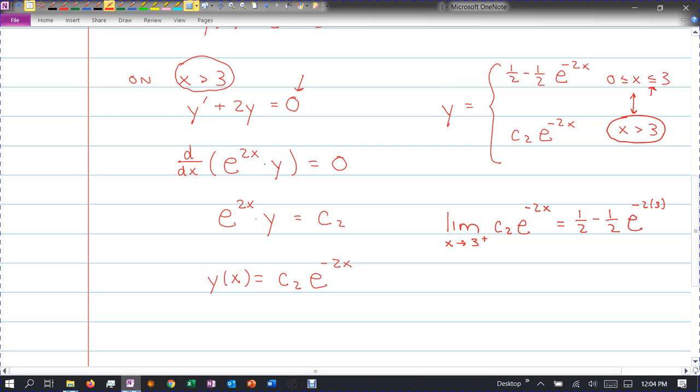Okay, so now we can just take this limit, let x go to 3, so we get c sub 2 e to the negative 6 must equal 1/2 minus 1/2 e to the negative 6. I'll divide through by e to the negative 6, so you get 1/2. When you divide by e to the negative 6, it's the same as multiplying by e to the 6th, and you get that, and then minus 1/2. That should be our c sub 2.